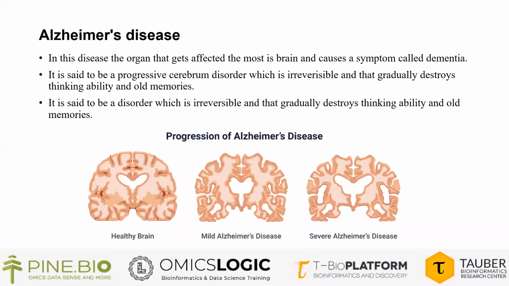Alzheimer's disease is a disease which affects mostly the brain and causes a symptom called dementia. It is said to be a progressive cerebrum disorder, which is irreversible and gradually destroys thinking ability and old memories. In this picture, you can see how a healthy brain gets affected by Alzheimer's disease.